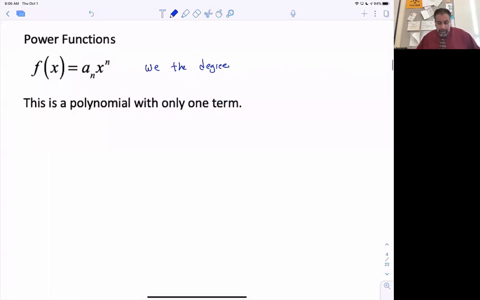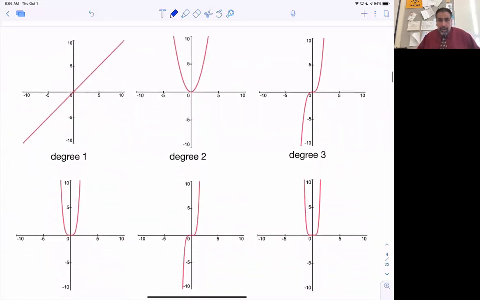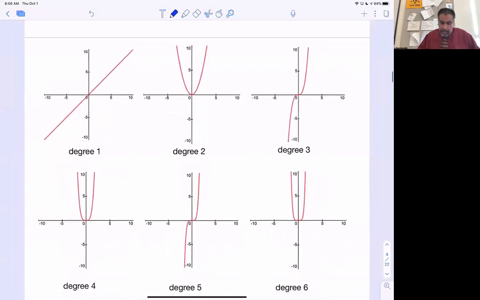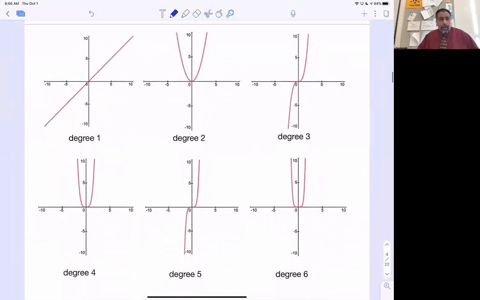So let's take a look at some of these power functions graphs, okay? So here are the basic graphs of all the power functions degree 1 through degree 6. So in this one, we're talking about the graph of y equals, I just kept it at 1, so this is just going to be x to the first.